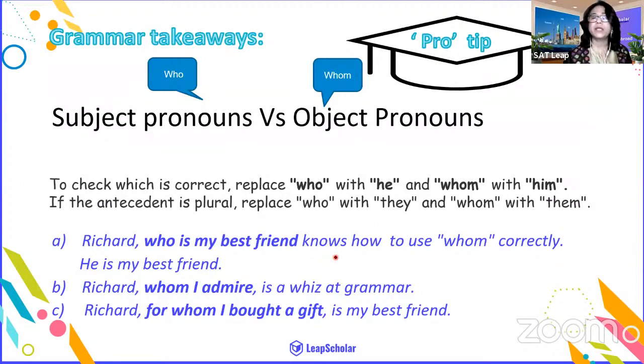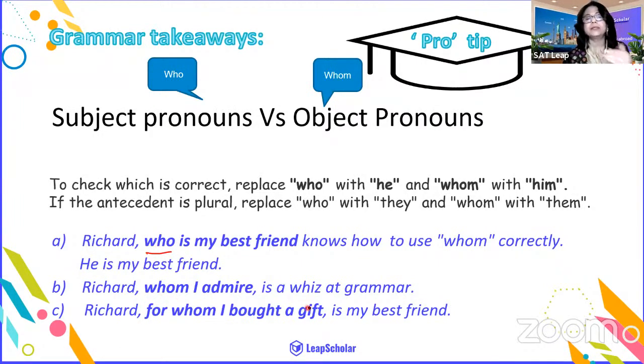Richard, who's my best friend, knows how to use whom correctly. So here I have who is my best friend. Should I say who is my best friend or whom is my best friend? Replace it with he and him. He is my best friend, right? So who is correct. When I can put he instead of who, who is the correct word to use. Now let's look at the other example.